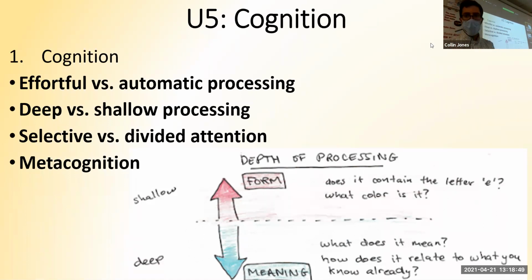That's like shallow processing. Deep processing is when you can understand what the Spanish word means and you can connect it to other Spanish words. You can use it in a sentence. You can think of a story or a time where that word has come up.